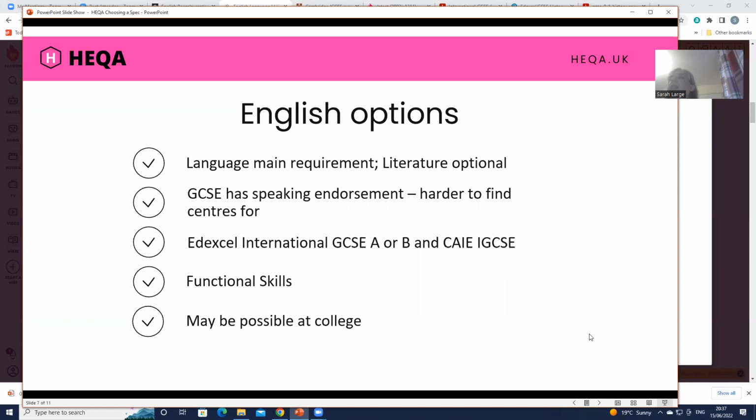In terms of how late you can do them, whatever age you want. The only issue is college funding. I think Katie will correct me if I'm wrong with this. You have to have started before your 19th birthday.